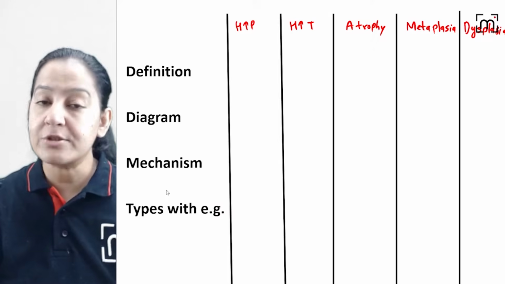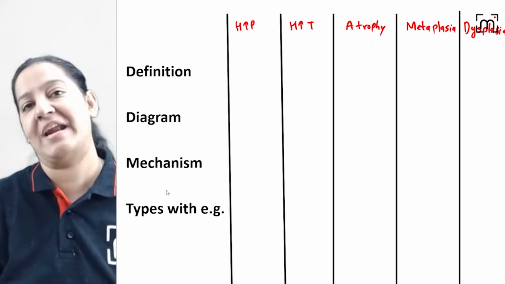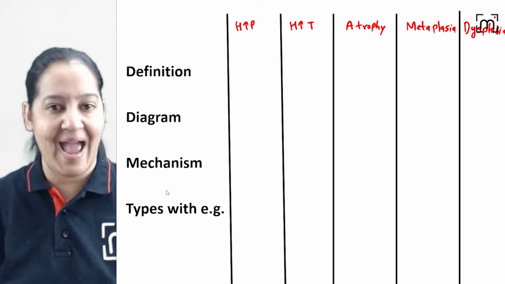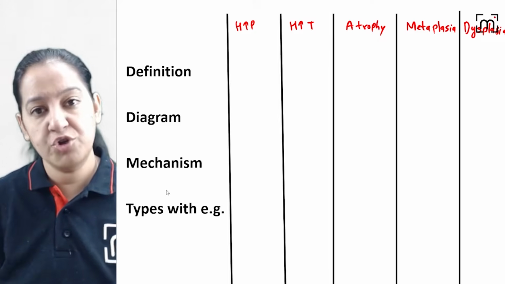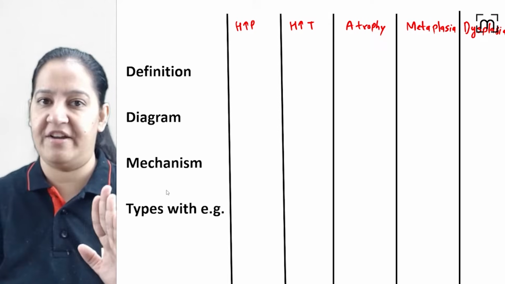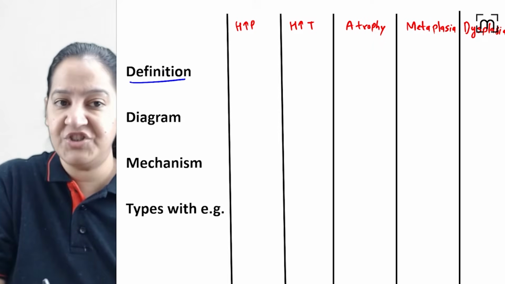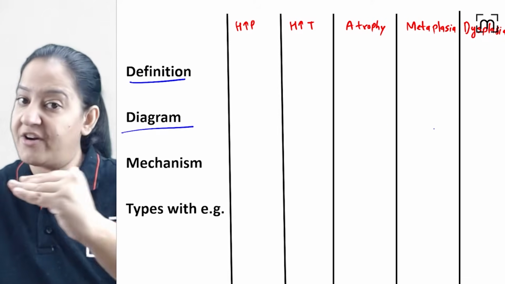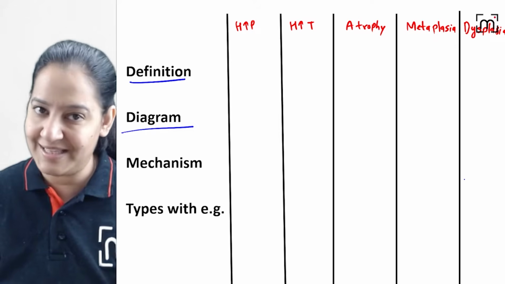Now I request all my students to make this comparative table with me. You have seen the questions. To differentiate between any of them, you can get a question. So you should be able to write the differences between all 5. Now write in terms of definition. You already know the definition of all 5. Yes, draw the diagram. I will show you the diagram of all 5 one by one. We have already seen the diagram.